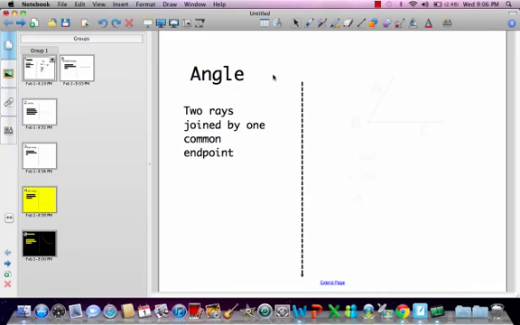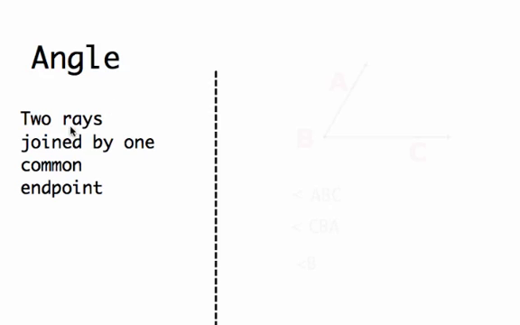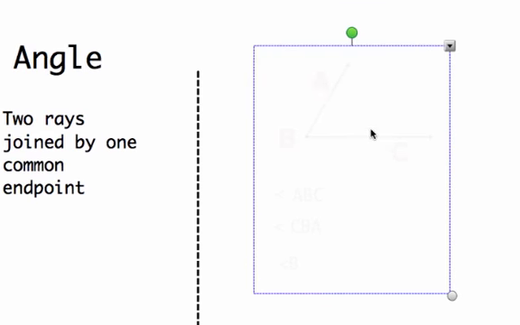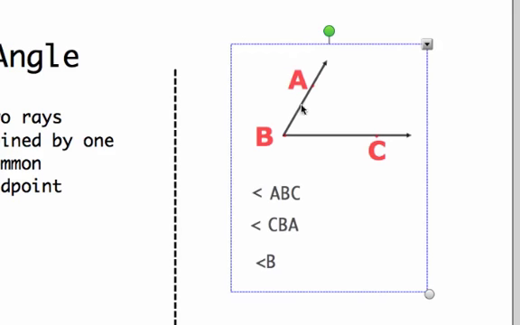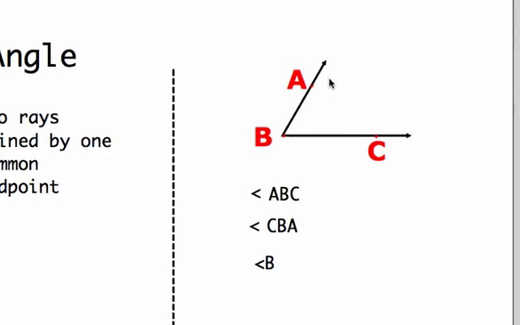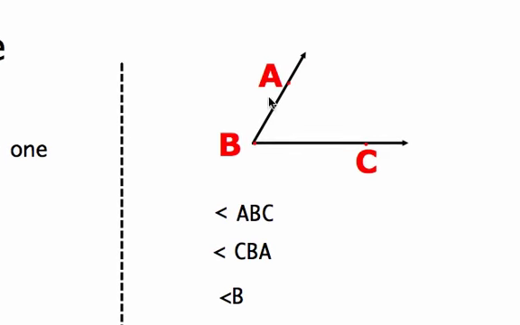Alrighty, I'm going to tell you about classifying angles. First of all, you need to know what an angle is. It is two rays joined by one common endpoint. So it would look something like, if I can pull it up here, there we go. This right here, this is an angle. So you can see this would be one ray, ray BA, and then ray BC would be another ray.